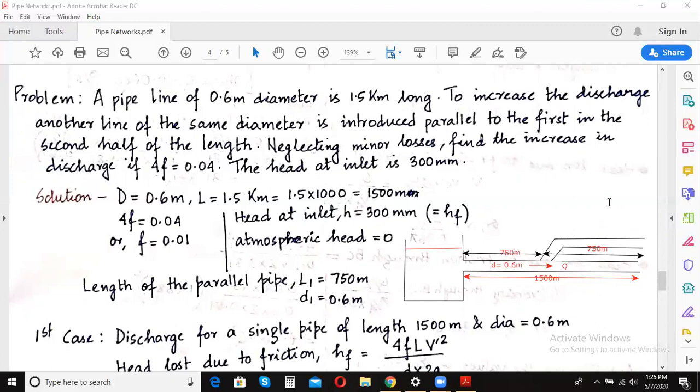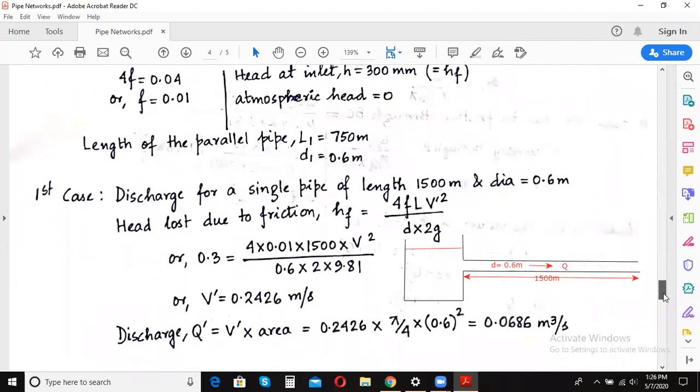So I will delete some portions. Okay, so this was my initial pipe. Here I have divided the entire problem into case 1 and case 2, and I have calculated the discharge. For the first case, the discharge is taking place through a single pipe of length 1500 meters and diameter 0.6 meters. So what is the head loss due to friction?